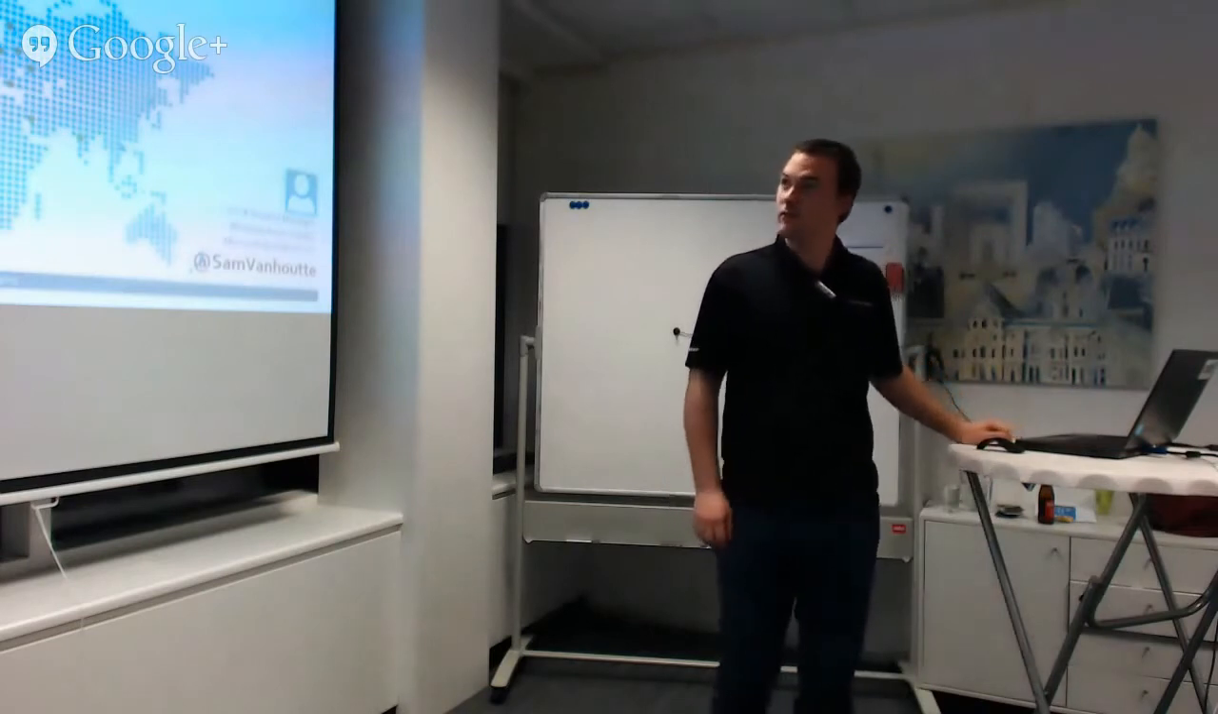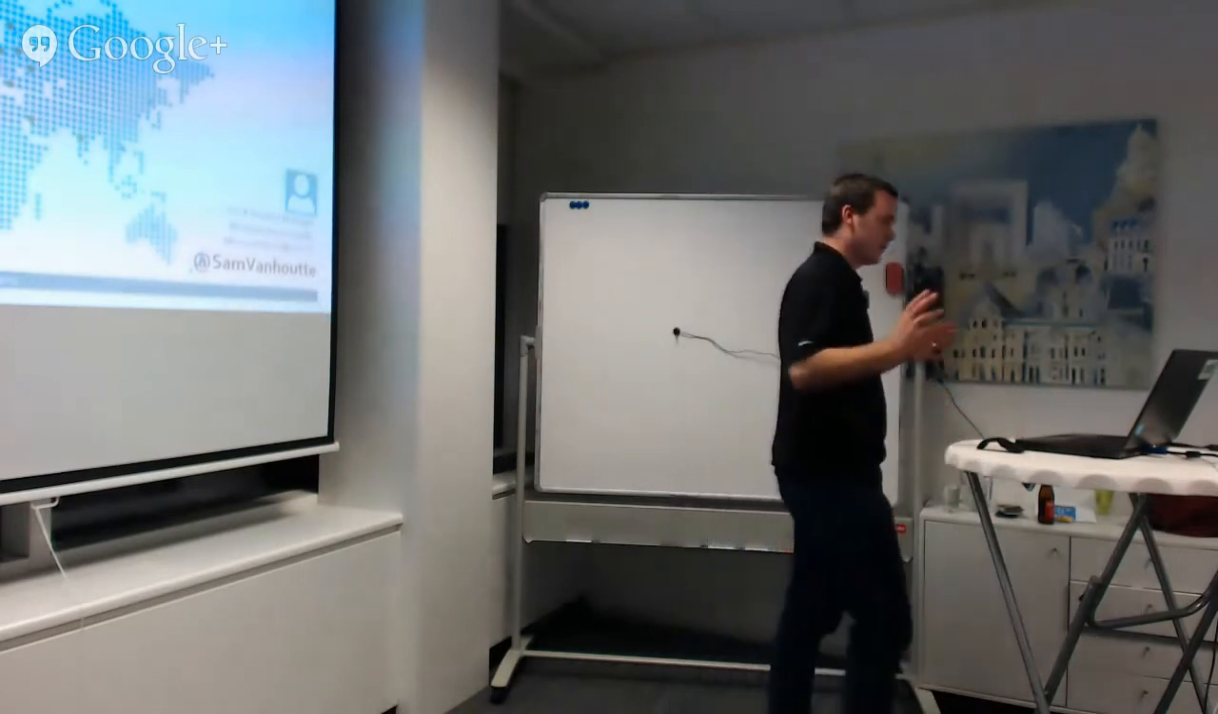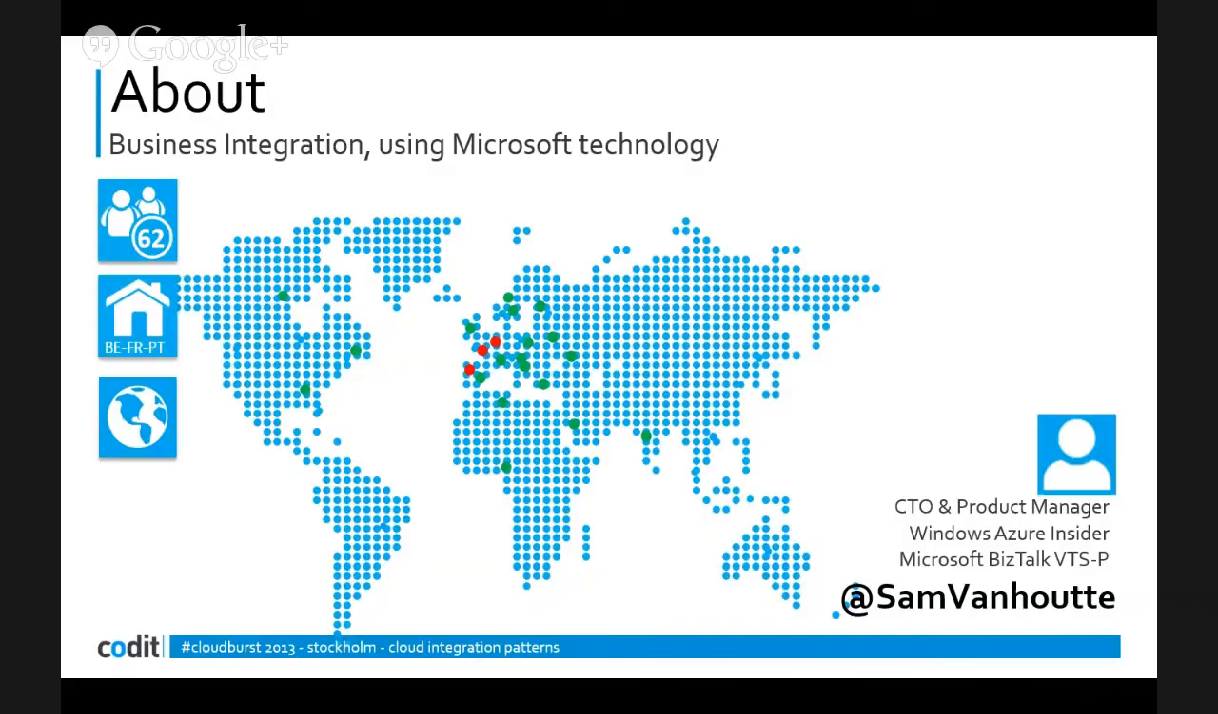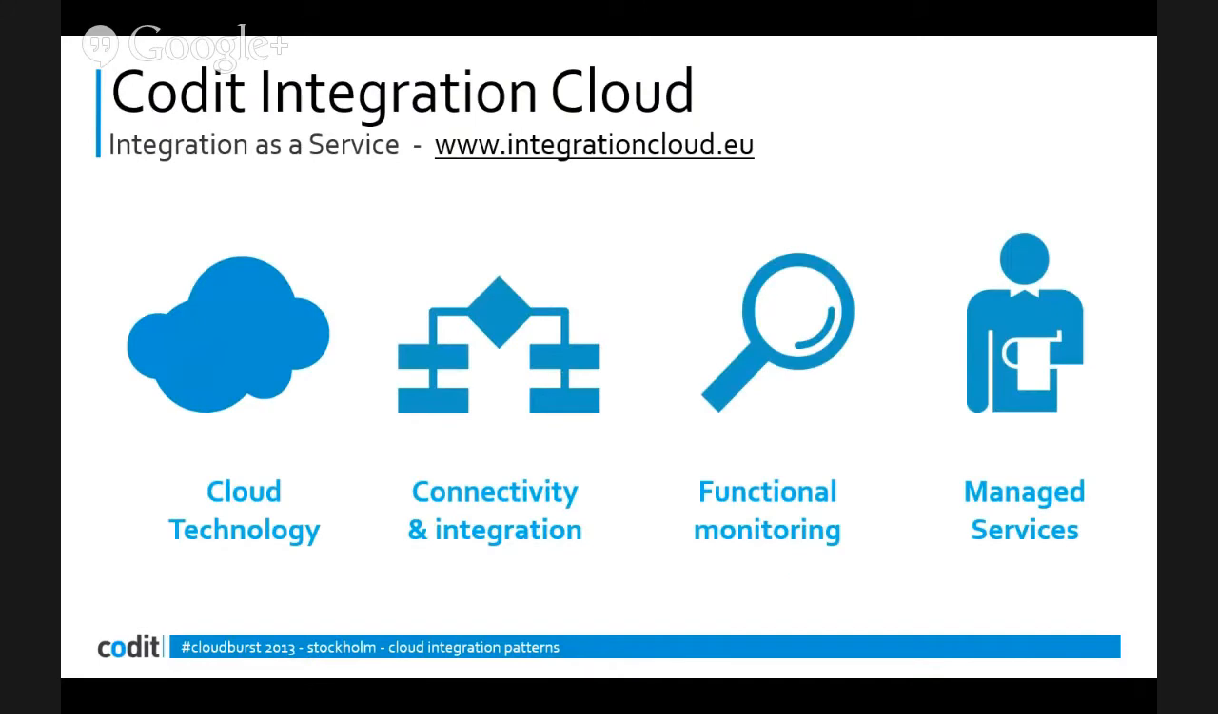So just a small introduction with Codit. We do nothing but integration, and it's always using Microsoft technology. In the past that has always been BizTalk, but more recently we started with Windows Azure. We did that by creating a platform called the Integration Cloud. It's fully built on cloud technology with Azure: the PaaS, so cloud services, Service Bus, Windows Azure BizTalk Services, and blob storage and all of that.